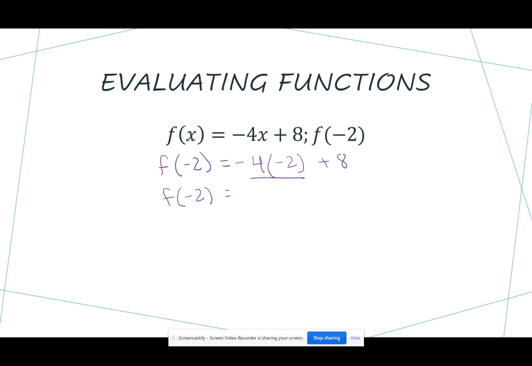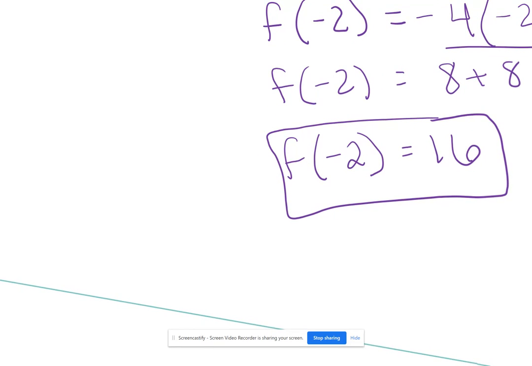So we do negative 4 times negative 2 gives us positive 8 plus 8. And 8 plus 8 means that f of negative 2 equals 16. So again, this negative 2, this x, is our input, and then 16, or f of x, is our output.